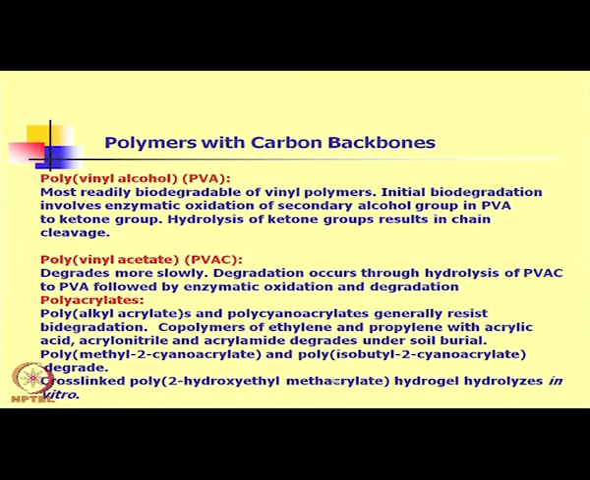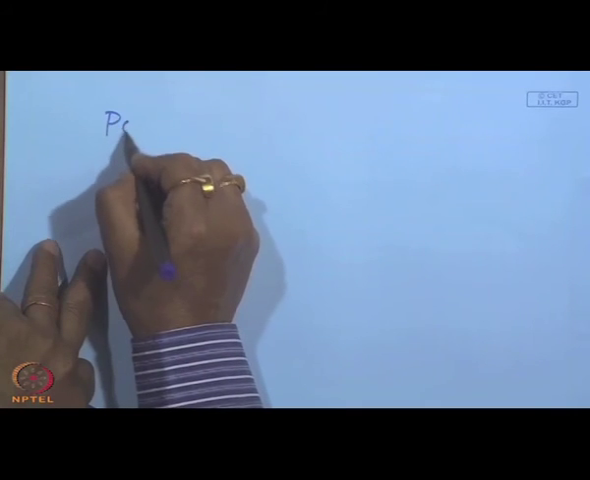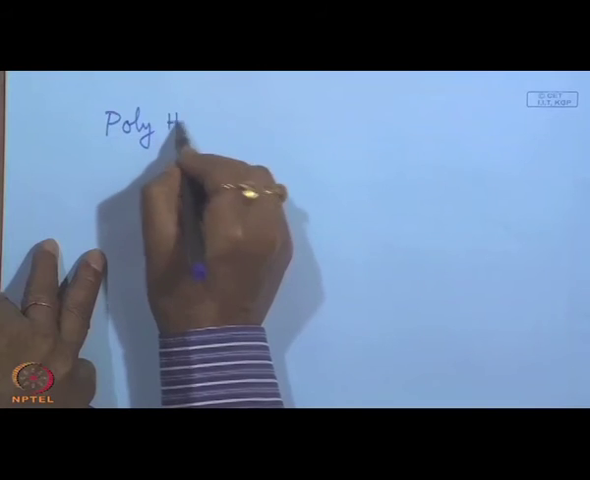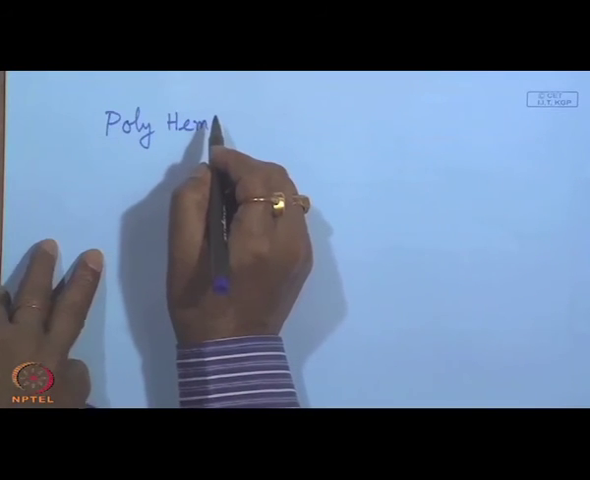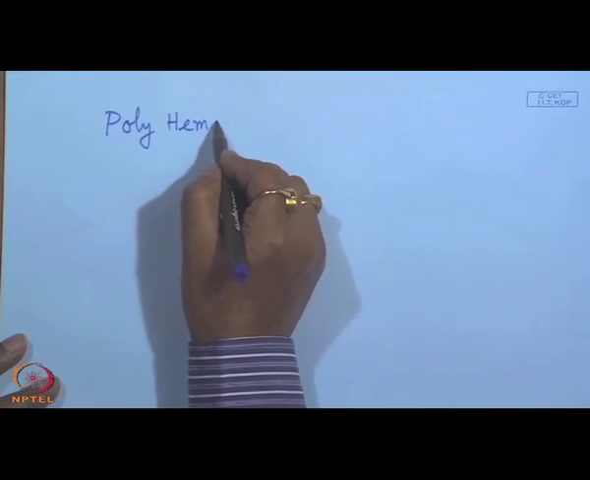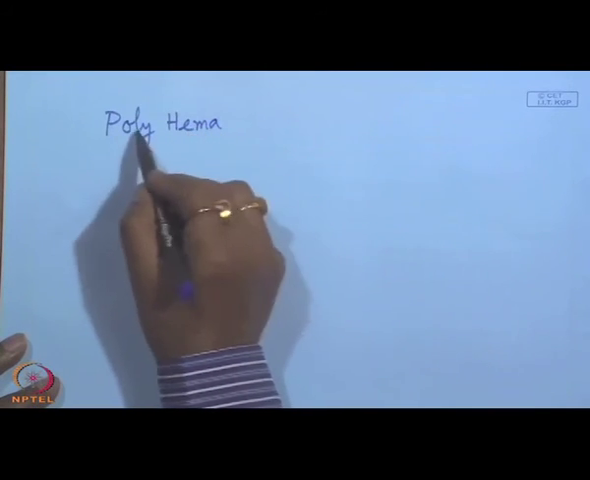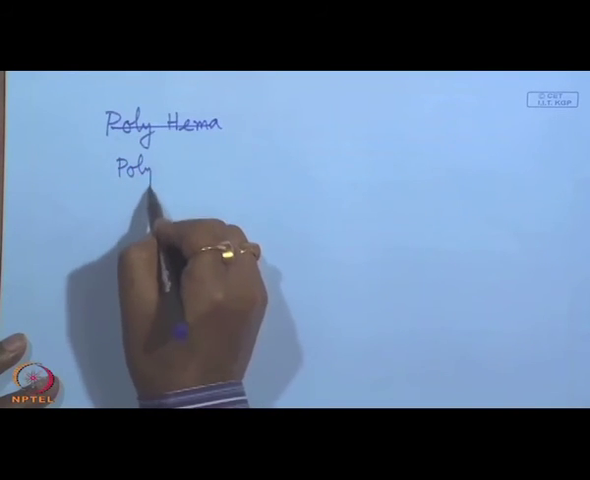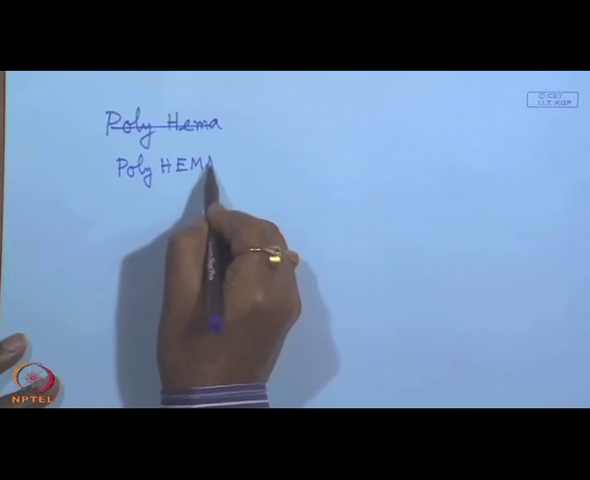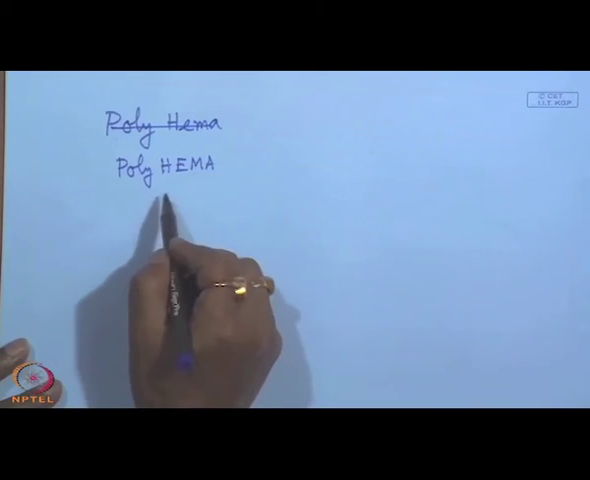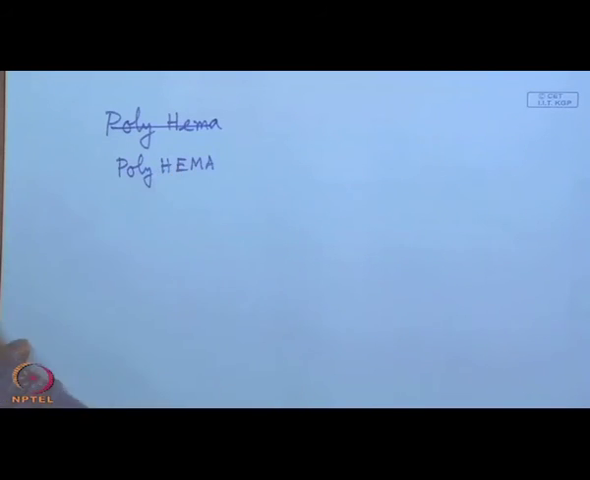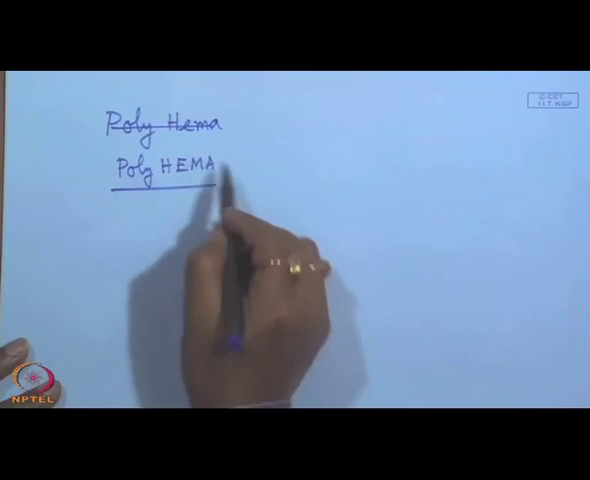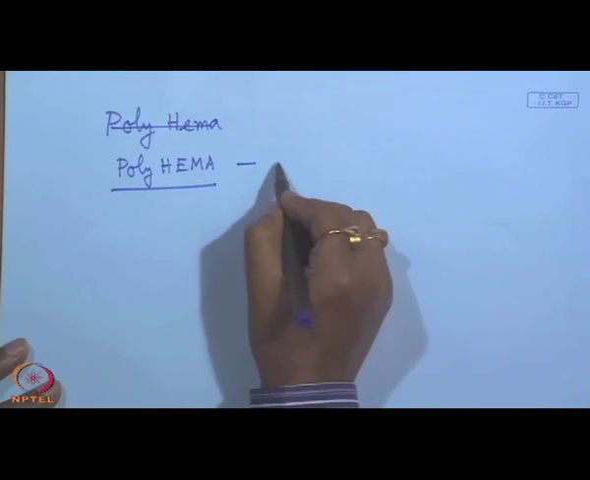Cross-linked poly 2-hydroxyethyl methacrylate hydrogel hydrolyzes in vitro. Now, this poly 2-hydroxyethyl methacrylate is known as polyHEMA. Polyhydroxyethyl methacrylate is polyHEMA. This polyHEMA is a very good biomedical polymer.